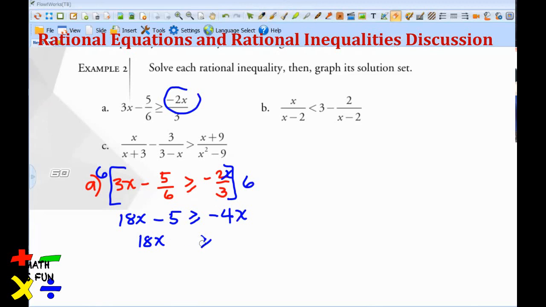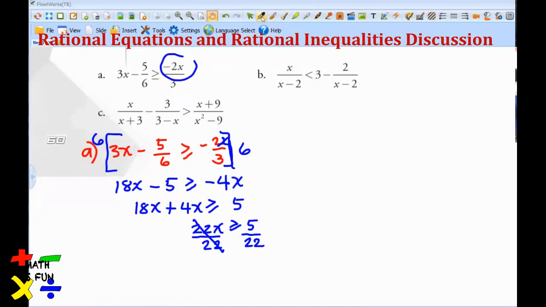The 4x will be going to the left side. So it will become plus 4x greater than or equal to positive 5. So 18x plus 4x is 22x greater or equal to 5. So we will divide by 22. So cancel out. So x is greater or equal to 5 over 22.